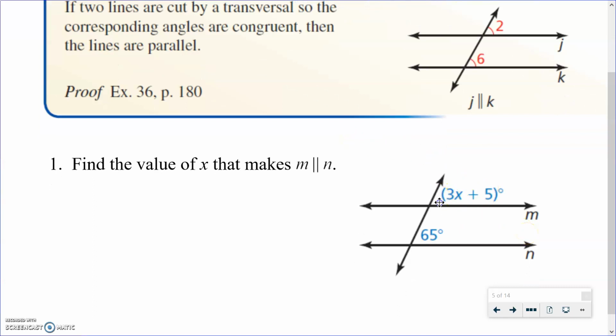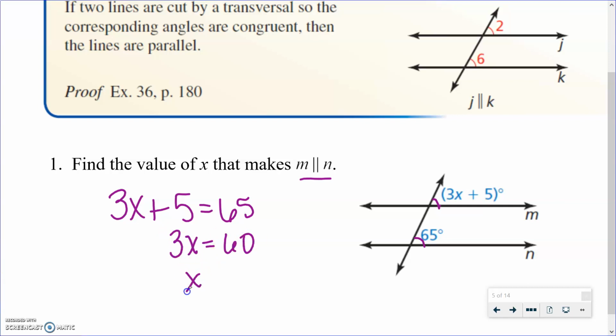These are corresponding angles. This angle right here and this angle right here are corresponding, which means if they're the same, then M and N would be parallel. So to make them the same, we set them equal, and then solve this. Take away 5 from both sides, divide by 3. So we get that x is 20, and that's the value that makes M parallel to line N. So they have to be congruent when they are corresponding angles.